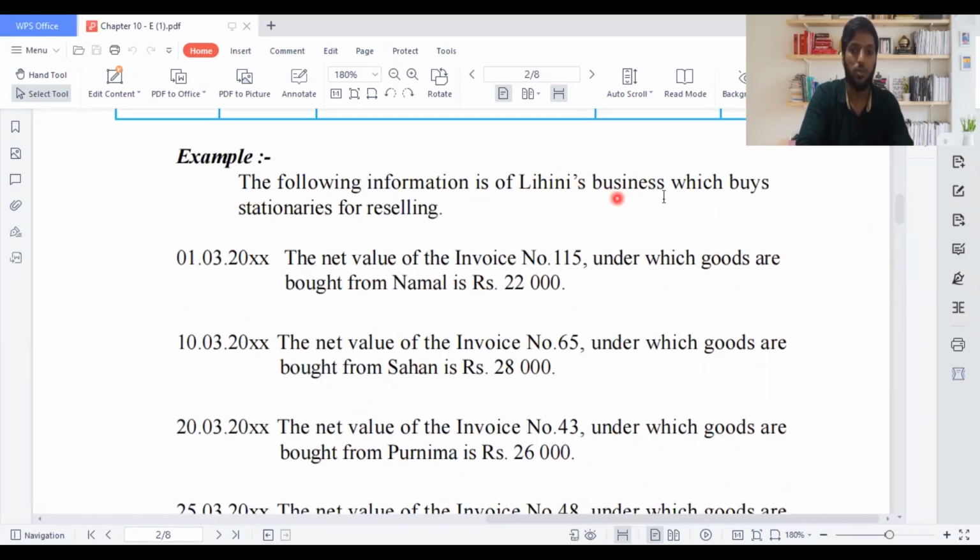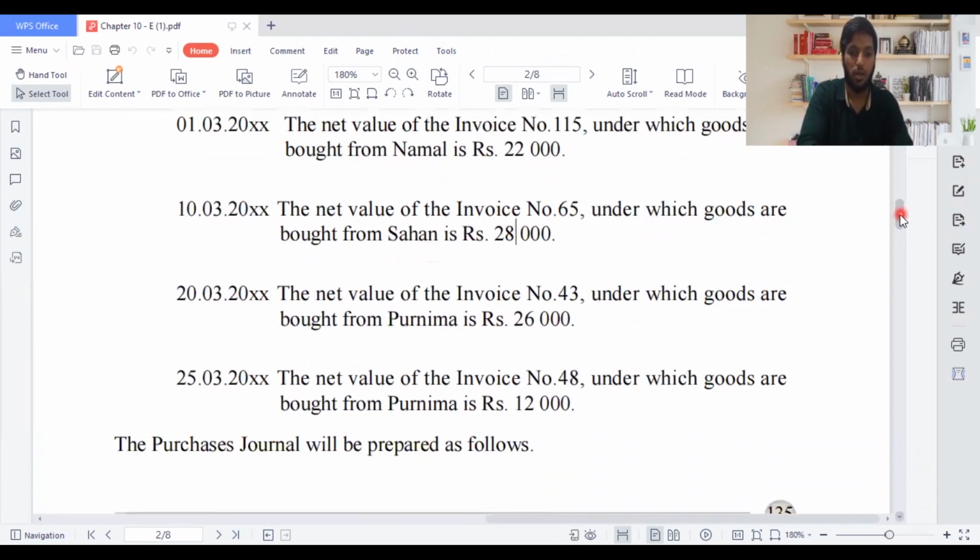We are Lihini's business, which buys stationery for reselling. So we have purchased certain goods from certain suppliers. We are not purchasing from one person. We are purchasing from different suppliers: Namal, Sahan, Purnima, and also we have one more. We have an invoice twice. So I'm going to write these values in my account. Invoice, date. Let's go one by one. The first one, the date. The net value of the invoice 115 of, let me zoom out a bit so I'll have a complete view of what I'm reading. Right.